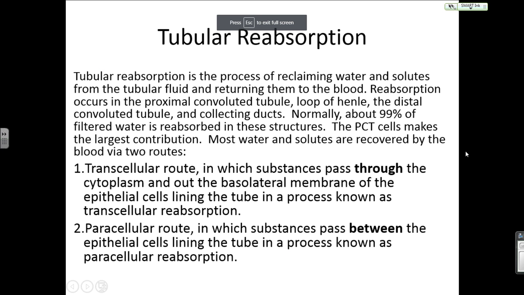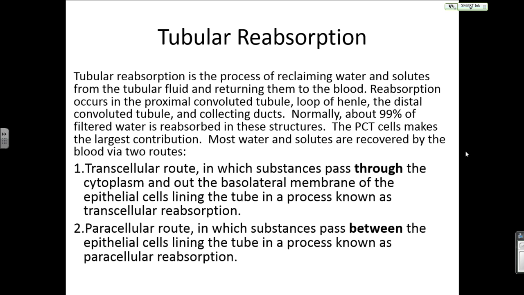On Friday, we left off here kind of talking about tubular reabsorption. This is one of our 3 steps related to urine formation. We discussed the first step, which was glomerular filtration, where we pulled out the water, the ions, some waste, some glucose from the blood, and we filtered that into the renal tubule. Now we're going to put a lot of that stuff right back in through this process.